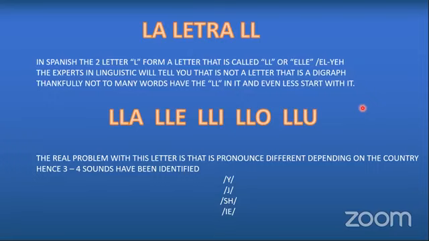So three or four sounds have been identified. If you go to YouTube and watch a couple of videos, some will tell you there are three sounds, and other videos will tell you there are four sounds. So let's start working with that. This double L, which we are going to call elle from now on, can sound like a Y in English, like the J, like the SH, and like the IE. Let's see some examples together.